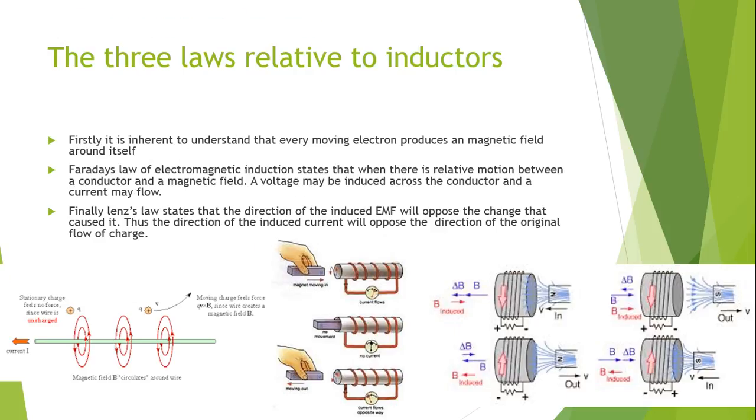There are three laws relative to inductors. Firstly, it's inherent to understand that every moving electron produces a magnetic field around itself. Secondly, it's important to understand Faraday's law of electromagnetic induction. And finally, but less importantly for DC inductors, Lenz's law states that the direction of the induced EMF will oppose the change that caused it.